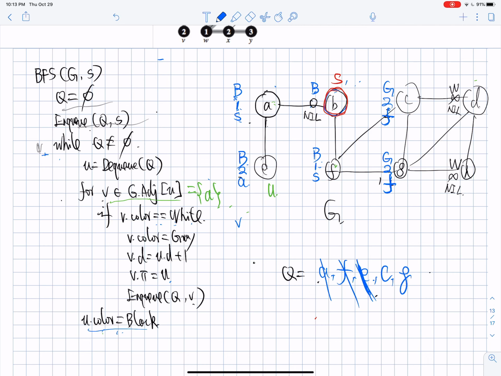Okay, so next we are going to go over the while loop. The queue is not empty, so we dequeue. We have u as c, so c has been dequeued, and we put the u sign right over here. The neighbors of u, of c, include what? They include f, d, f, and g.